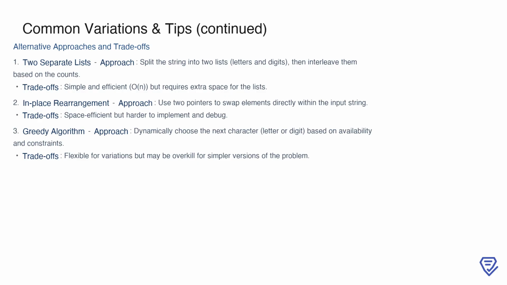Another option is to use a greedy algorithm, dynamically choosing the next character, letter or digit, based on availability and constraints. This method is highly flexible and can handle variations of the problem, but it might be overkill for simpler versions. Each approach has its trade-offs, so choose the one that best suits the problem's requirements and constraints.